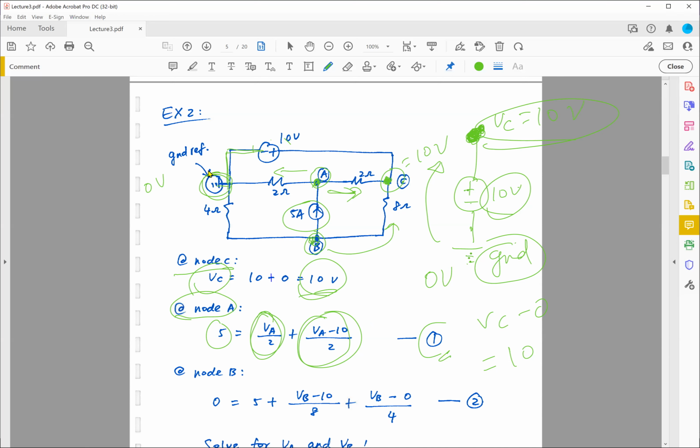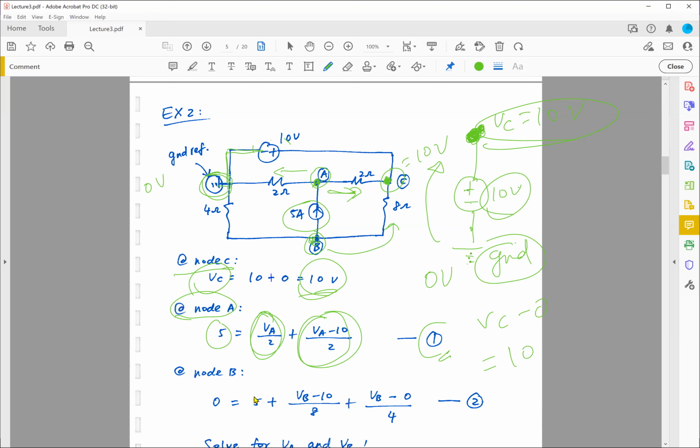VB minus 0 divided by 4. 0 because I have this ground reference here, and ground reference assumes 0 volts. Plus 5. And this 5 is the current that is imposed upon me. So this current is already defined to be flowing out of the node, so that's good. I just need to add plus 5.